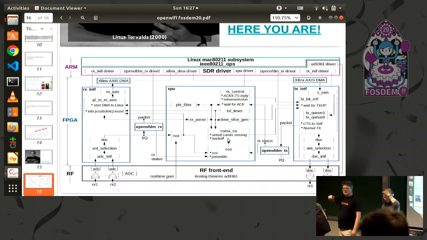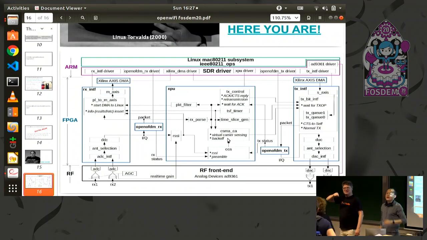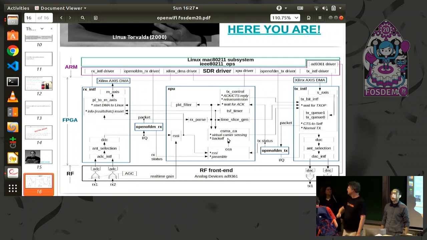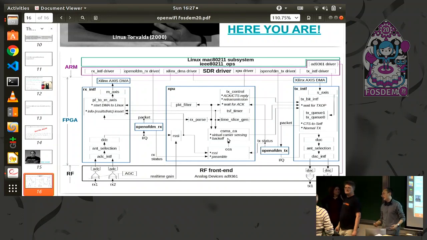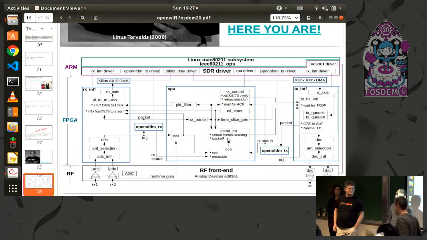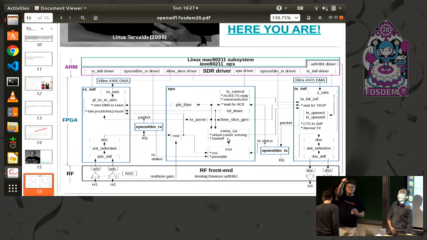Do you expose channel estimates to the Linux driver? CSI information, right? Currently, you can capture the CSI in the FPGA, but I think we will do that because one benefit of software-defined radio is that we can have deep access to the physical layer.